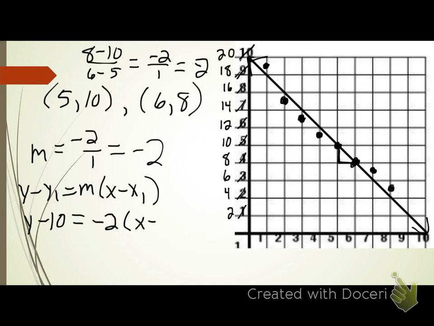X minus 5. Very good. Plug in your y value from your ordered pair for y1. Plug in your slope for m. The x value from your ordered pair for x1.